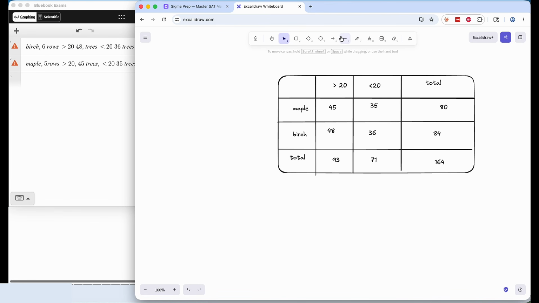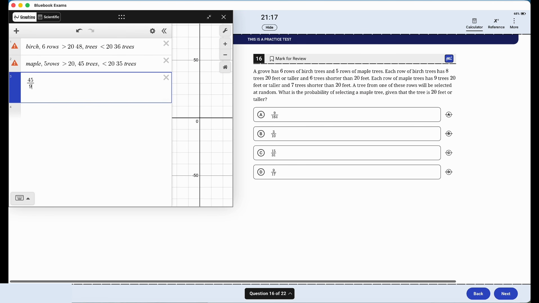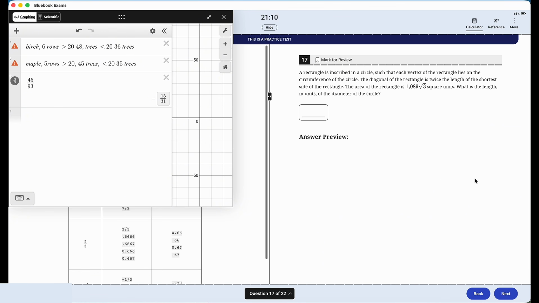So you see, they only want this, right? Let me highlight it. They only want the ones that are greater than 20, right? So you see, our fraction is going to be out of 93, because 93 are greater than 20, and we want 45 of those, right? So it's going to be 45 out of 93, throw that in, reduce that fraction, there's your answer, right? So kind of an annoying, tedious problem there, but that would be it.